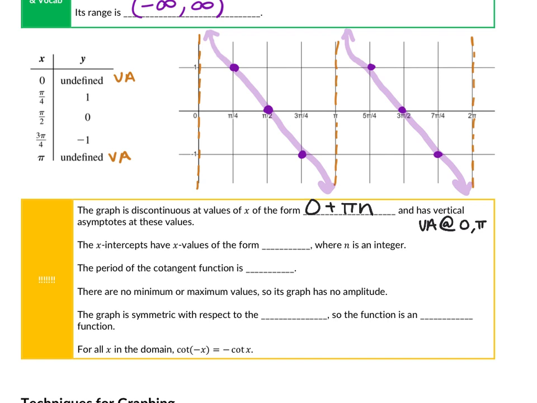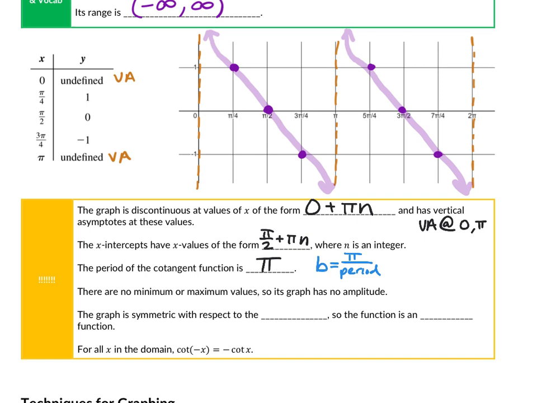The x-intercepts, if you look at your graph, start at pi over 2 and then appear every pi after that, where n is an integer. The period of the cotangent function is also pi, so like with tangent, the b value is going to be pi divided by the period, not 2 pi divided by the period. Again, no maximum or minimum value, so it has no amplitude.